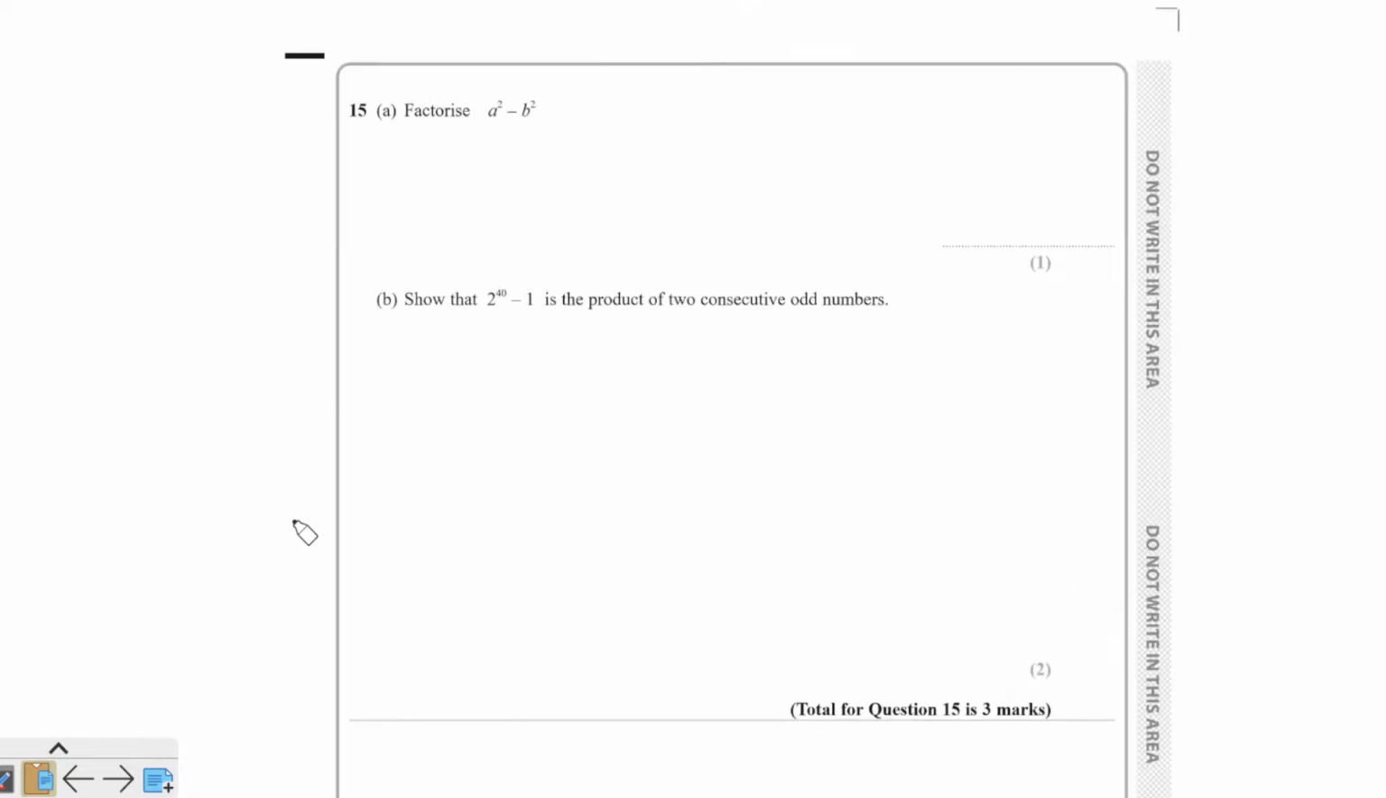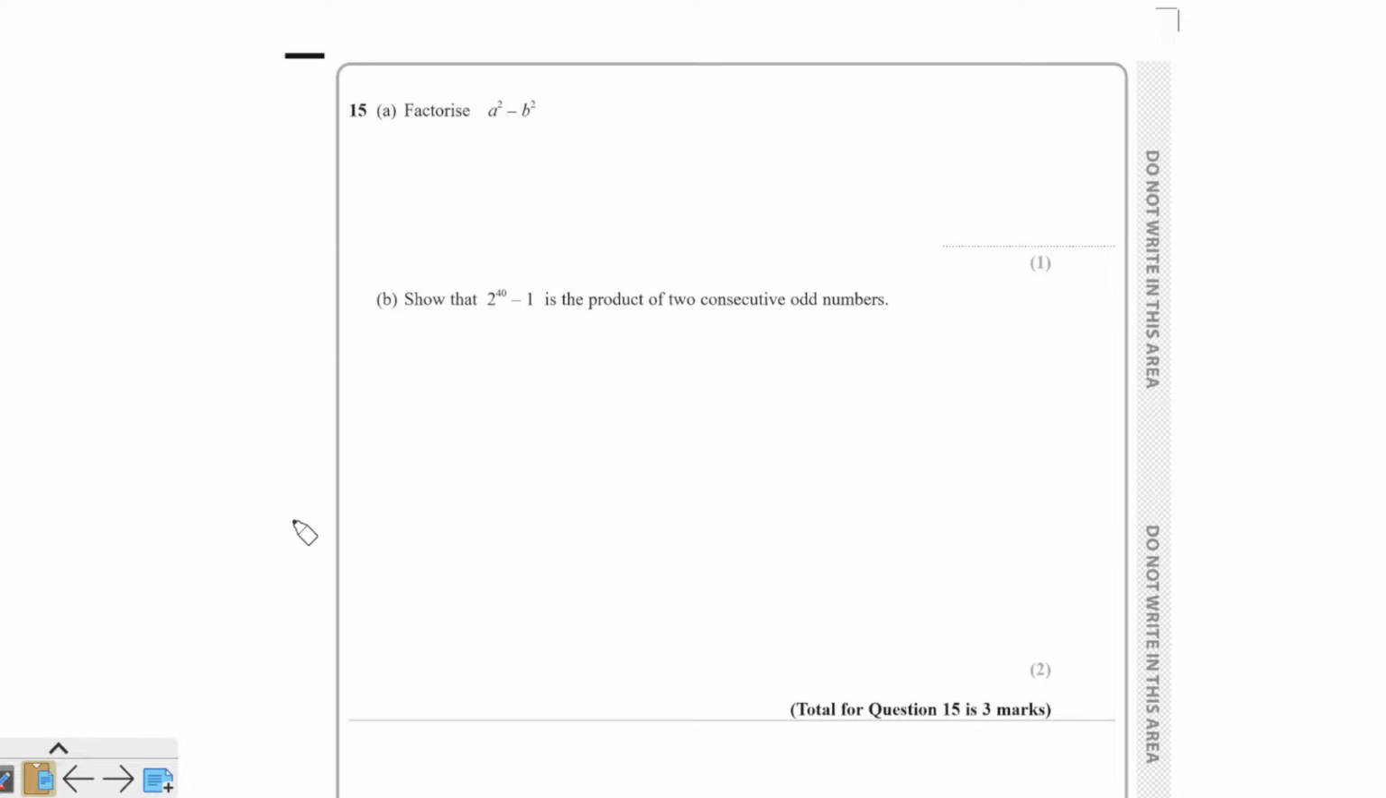Okay, question 15. This one's, I mean, only a few marks, but a little bit trickier. Hopefully part A you can recognise. This is really important to recognise, really important thing to know, especially for higher tier. Factorise a squared minus b squared. I hope that you can recognise what that is.